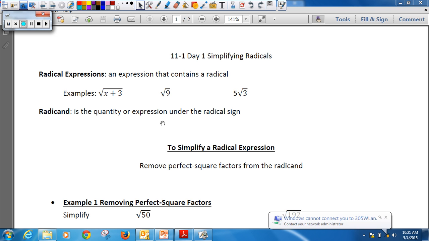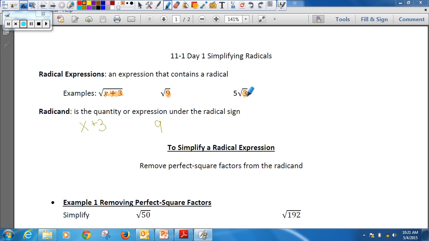A radicand is the quantity or expression under the radical sign. So for instance, in our first example, the square root of x plus 3, then x plus 3 is what you would consider the radicand. On our next one, simply 9 is the radicand. And our last one there, it is 3.